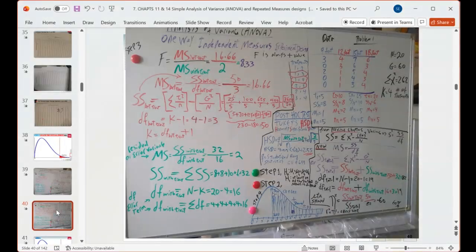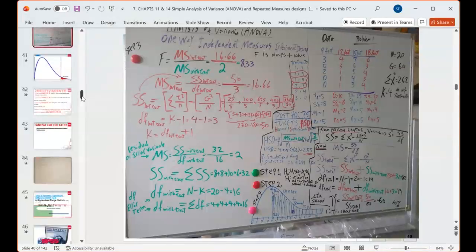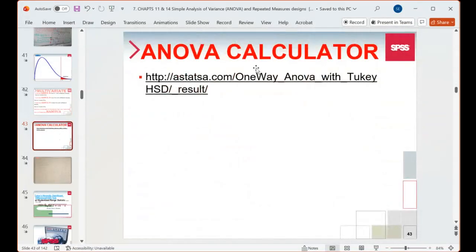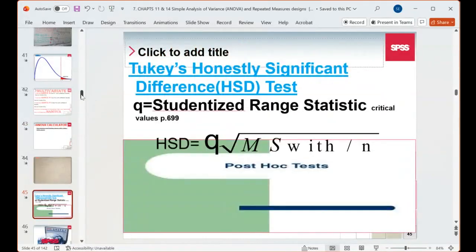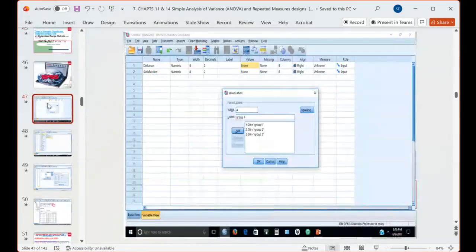We're going to do all this now using SPSS. And you're going to appreciate SPSS. I'm going to do all this within just a second. If you follow this link, it also helps you to do the calculation. That's the Tukey. So let's do the SPSS.